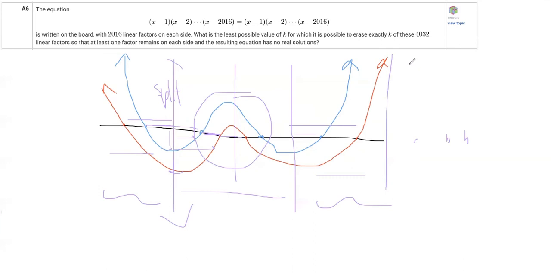And now we're done because we've just constructed K equals 2016. In other words, since every root is used once, we only needed to remove 2016 roots, and we can't remove any less than 2016 roots, because if we remove any less, there would have to be, by pigeonhole, some root that both sides share. And at that root, the resulting equation has a real solution, which is just plugging in that root. So therefore, K is precisely 2016, can't be any less, and 2016 does indeed work. So the answer is 2016, and we're done.